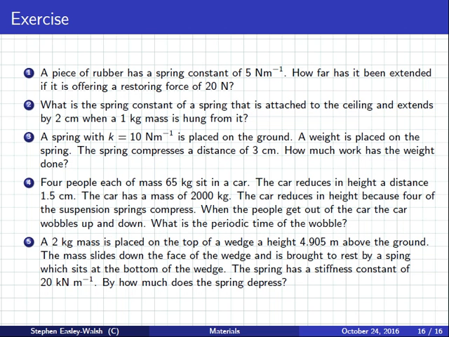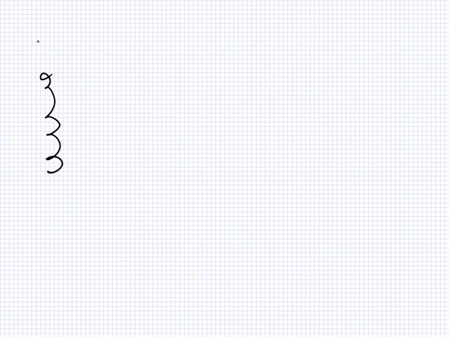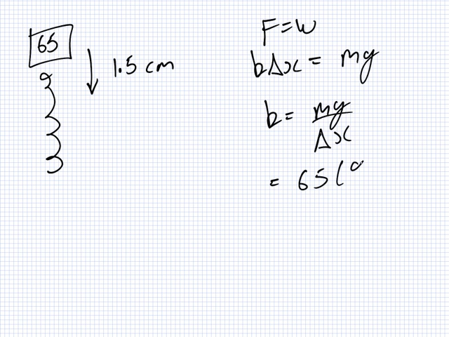So did you just multiply by four? Yeah. See? We should divide by four. So it's just one spring and there's a 65 on top of it and it depresses 1.5 centimeters. And we use the same formula, F equals W, k delta x equals mg, k equals mg over delta x, 65 times 9.81 divided by 0.015. You have to divide your answer by 4, because you probably had 4 here, did you? No, that's for the next part. For this part, getting the k.